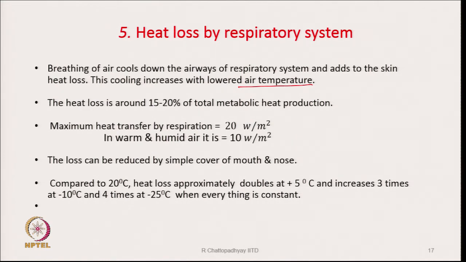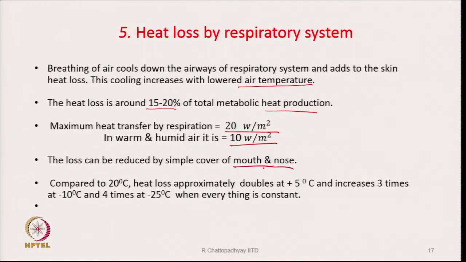The heat loss is around 15 to 20% of the total metabolic heat production. Maximum heat transfer by respiration is around 20 watt per meter square. This has been shown by some people, and in warm and humid air it is around 10 watt per meter square. Through the respiratory mechanism that we have, when you are breathing air, some heat transfer is happening. The loss can be reduced simply by covering the mouth and nose.